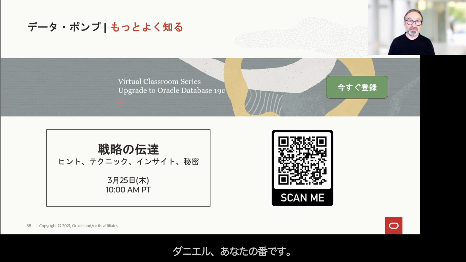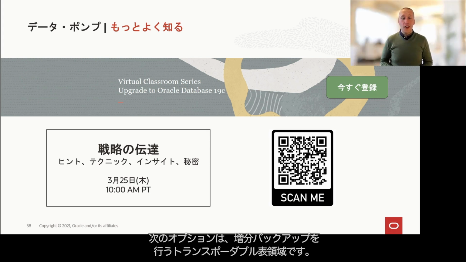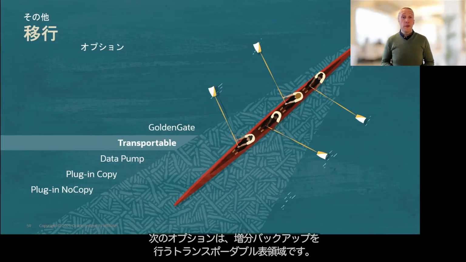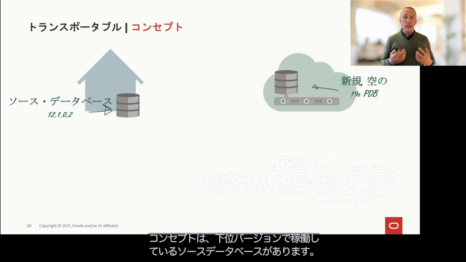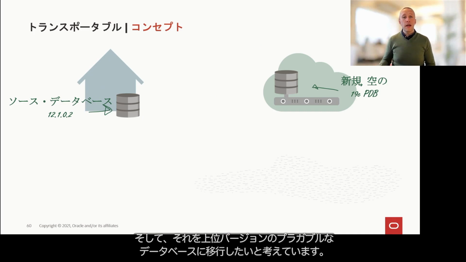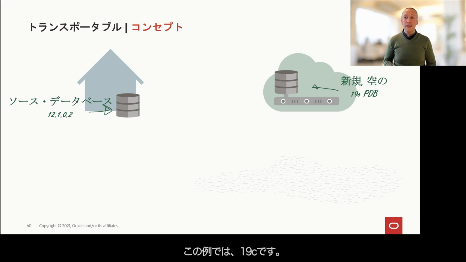Daniel, your turn. The next option is transportable table spaces with incremental backup on top. The concept is we have a source database running on a lower version, and we want to migrate that into a pluggable database running on a higher version. In this example, it's 19c.